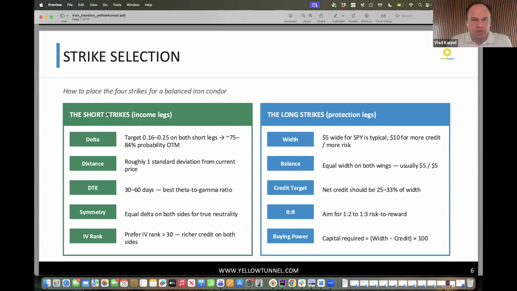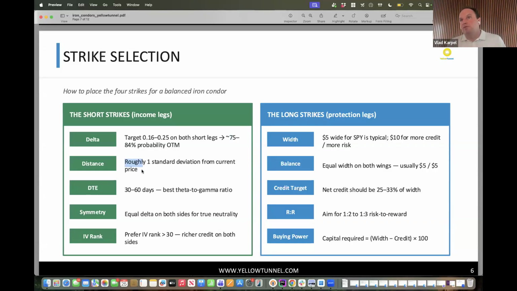For the short strike, the income leg, you look at the delta, and usually it's somewhere between 70 and 85. You look at the delta for the short leg, which is important. Delta gives you kind of a proxy for the probability that it will expire out of the money, and you want higher probability. For distance, you can look at one standard deviation roughly from the current price. You can look at Bollinger Bands, support and resistance levels, and high open interest. I like to look at high open interest and the 50-day moving average.